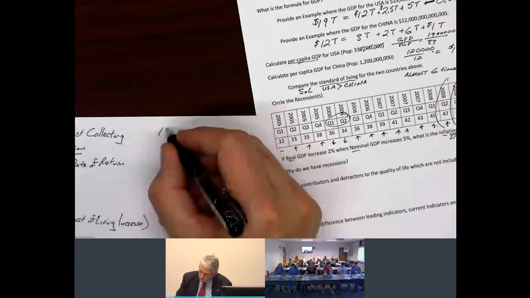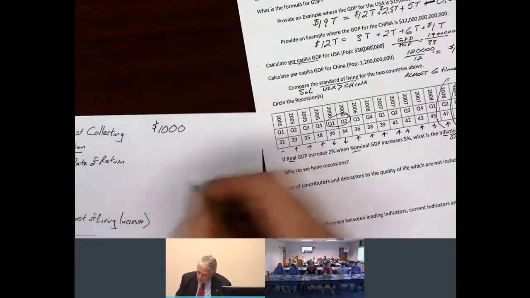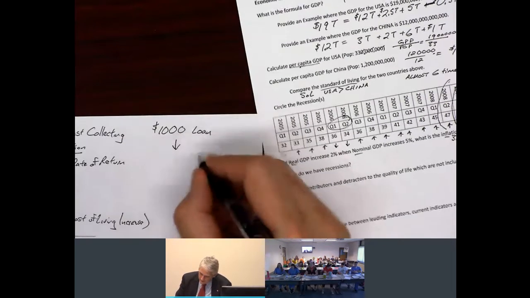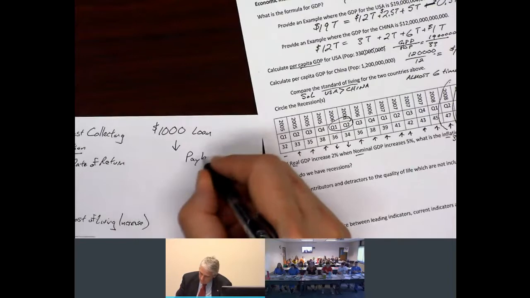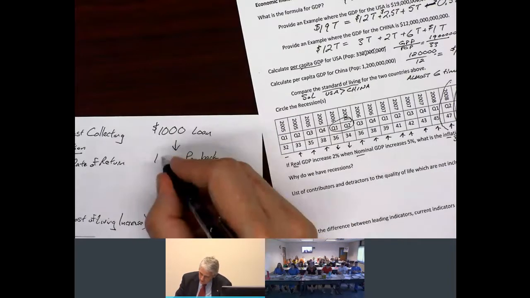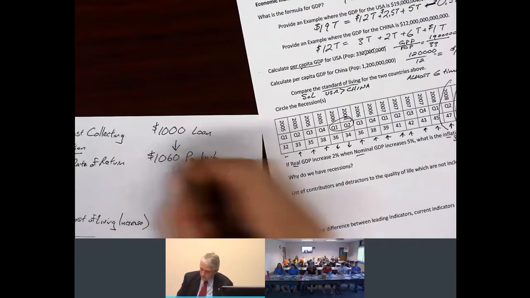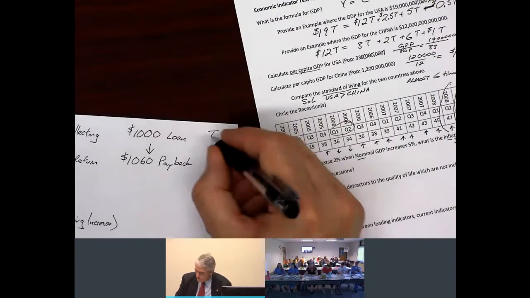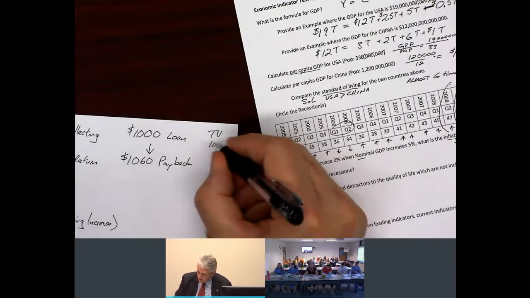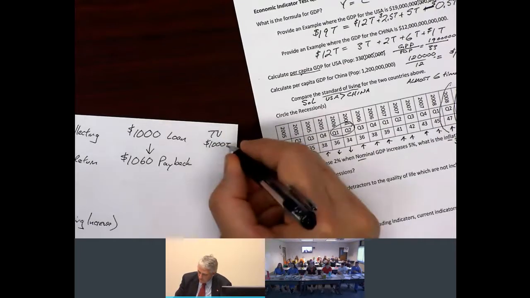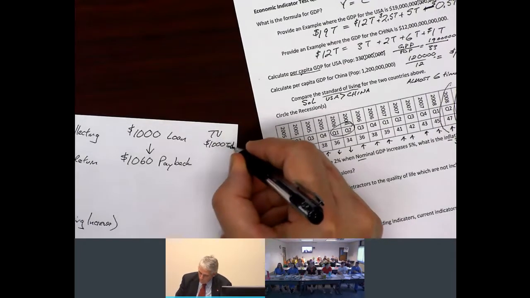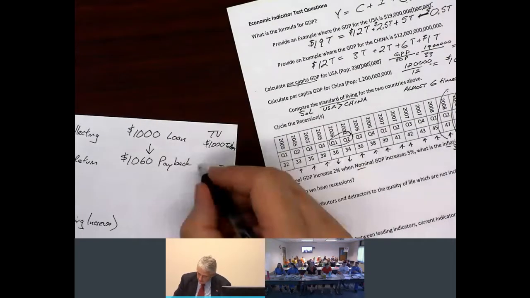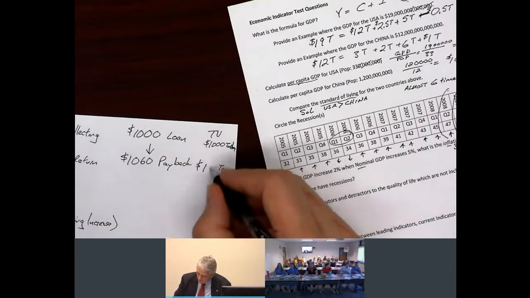You loan somebody $1,000. They pay you back 6%, so that would be $1,060, right? However, the television cost $1,000 today, and next year, it's going to cost $1,100.